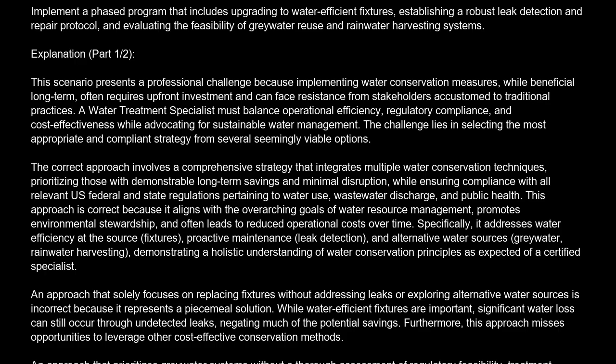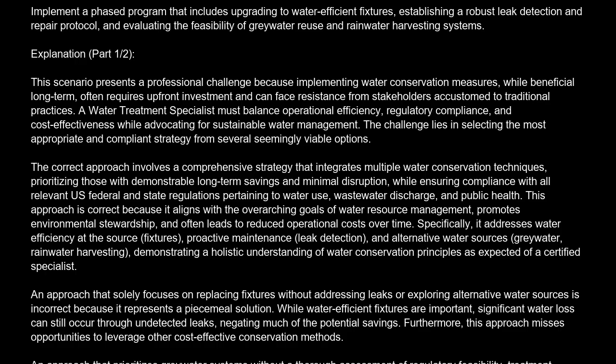Explanation. This scenario presents a professional challenge because implementing water conservation measures, while beneficial long-term, often requires upfront investment and can face resistance from stakeholders accustomed to traditional practices. A water treatment specialist must balance operational efficiency, regulatory compliance, and cost-effectiveness while advocating for sustainable water management. The challenge lies in selecting the most appropriate and compliant strategy from several seemingly viable options.